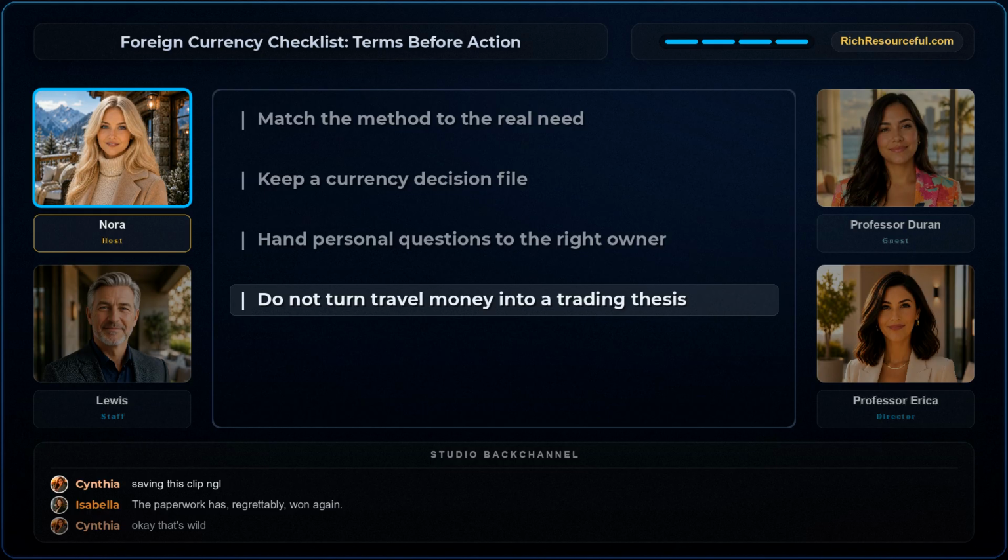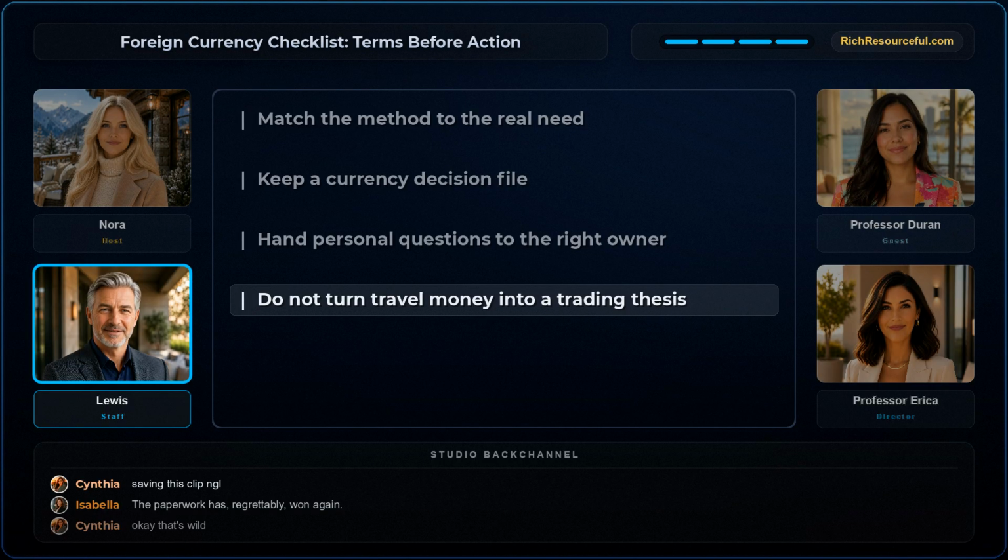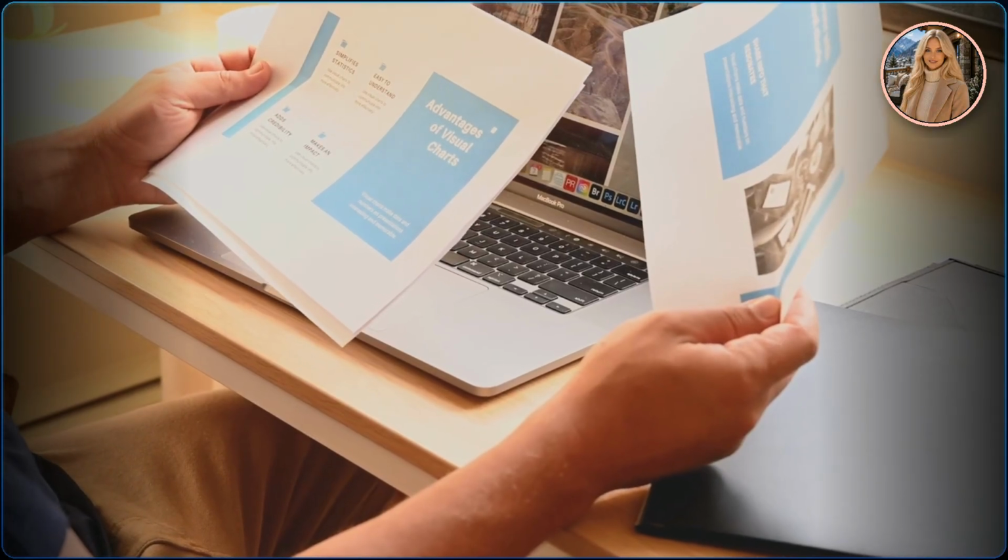State the underlying exposure, its amount and date, the instrument or service proposed, what risk remains, and what happens if the exposure changes. The right professional help depends on the real arrangement. Nora, the forecast is optional, the payment date isn't. Use the file again when the decision changes.